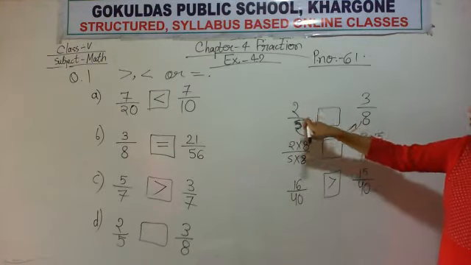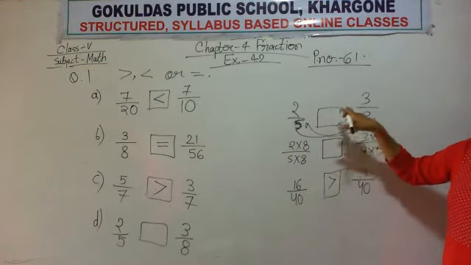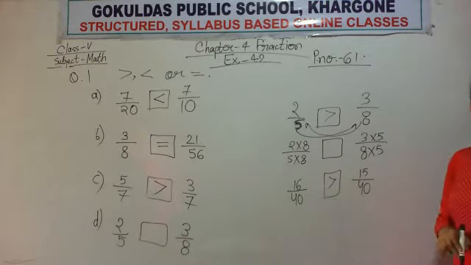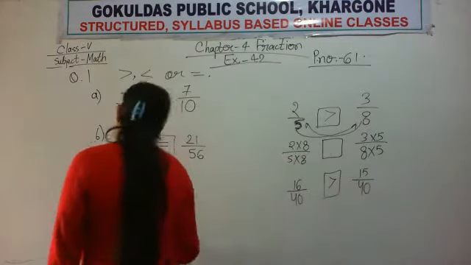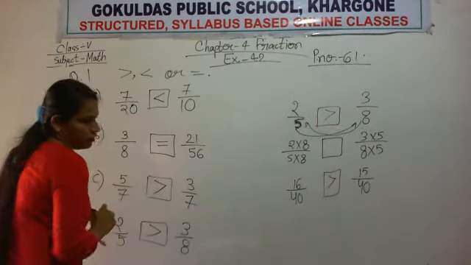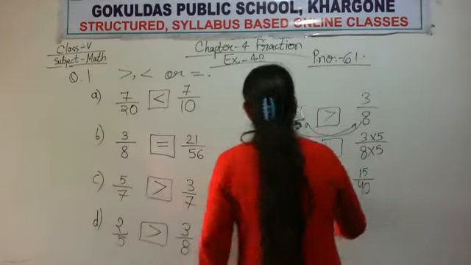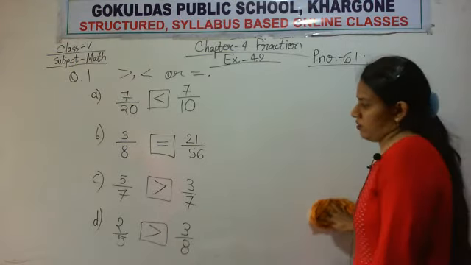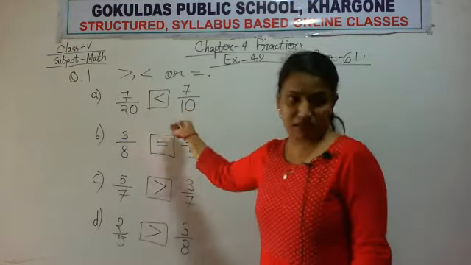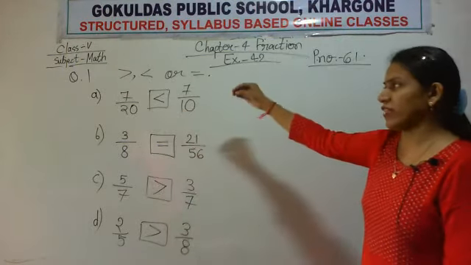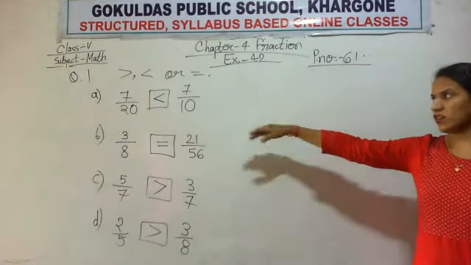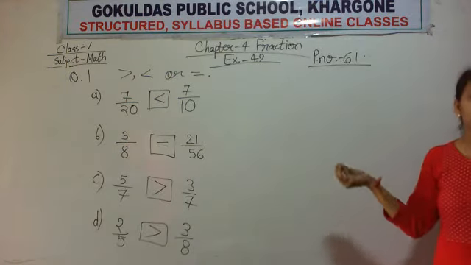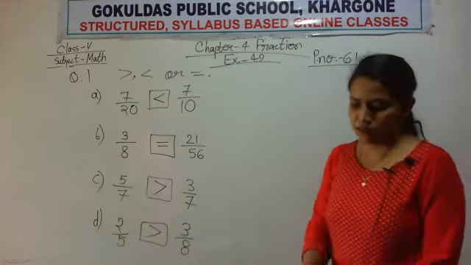So what was our question? 2 upon 5 or 3 upon 8? So 2 upon 5 will be greater. So here we will put the greater than symbol. Can you observe how simple it looked, that we just need to put the symbols greater than, smaller than or equal to, but there is a very big concept behind that.